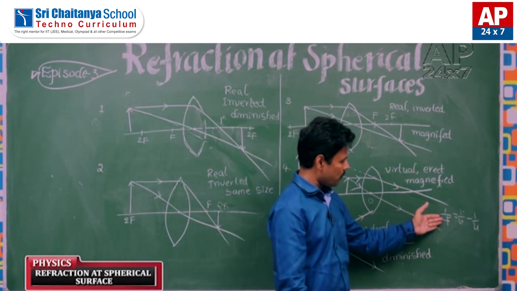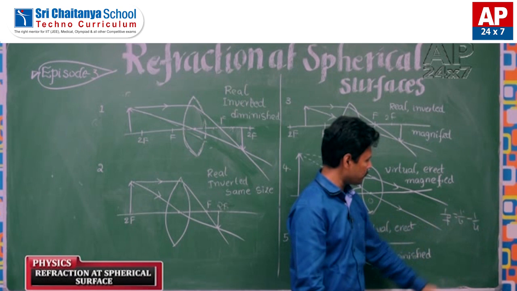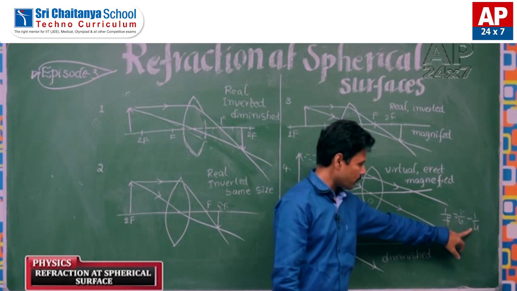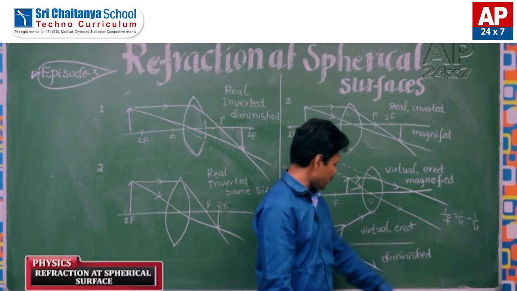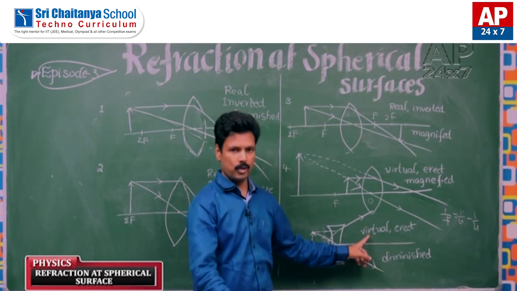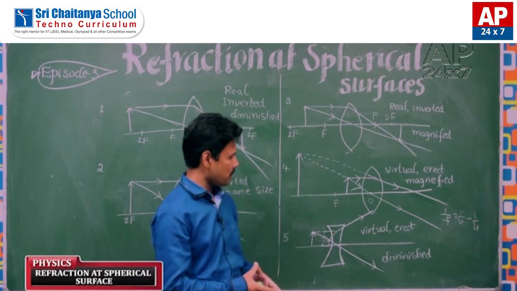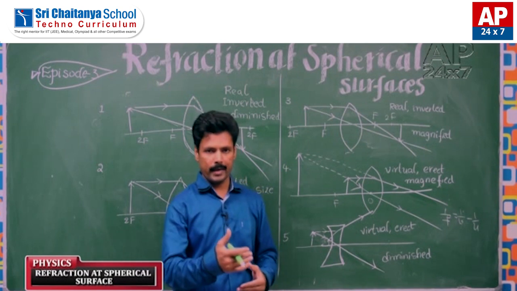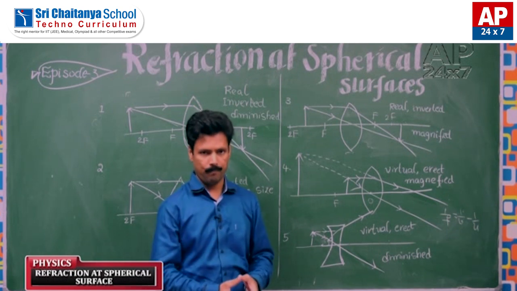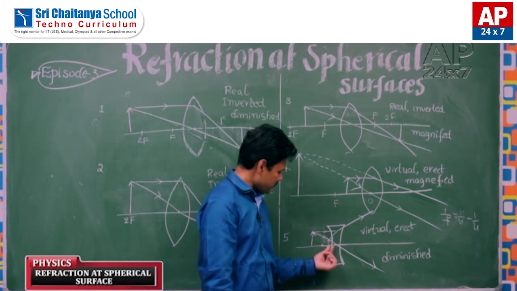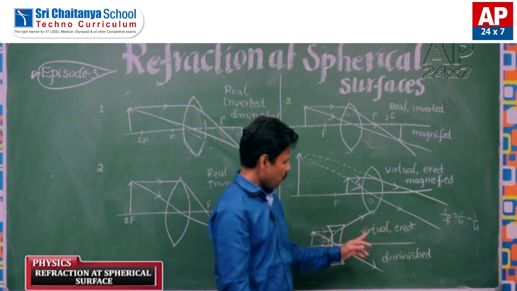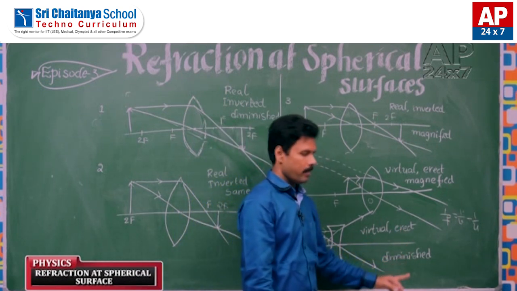When you take 1 by f equal to 1 by v minus 1 by u, now see what we get. The f value is negative, u is also negative, therefore v must be negative. Therefore v negative means the image is virtual. Coming to magnification, m equal to v by u, u negative and v also negative, so it is a positive value. At the same time, the distance of the image is less than that of the object. That means it is virtual, erect and diminished.